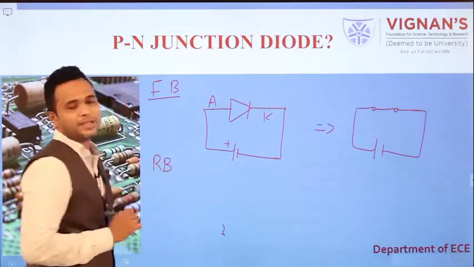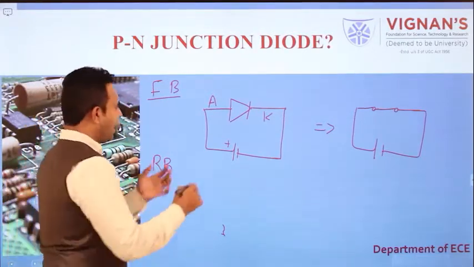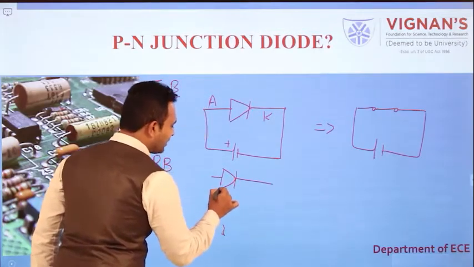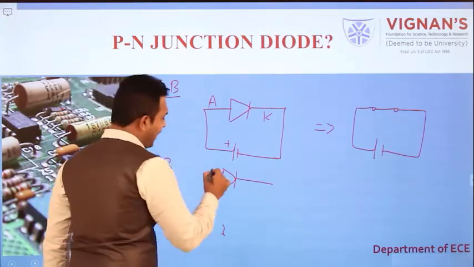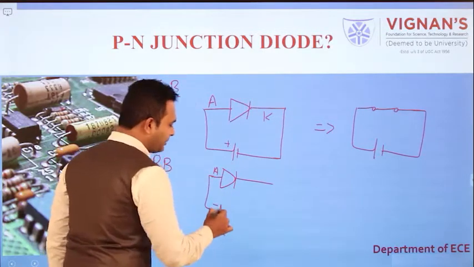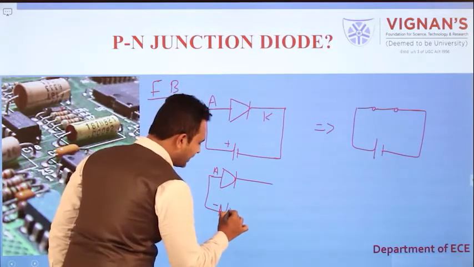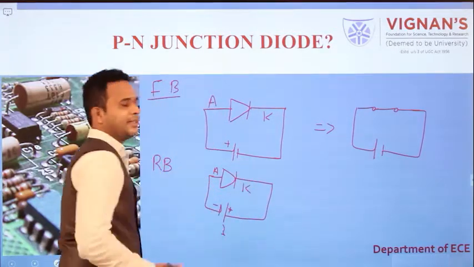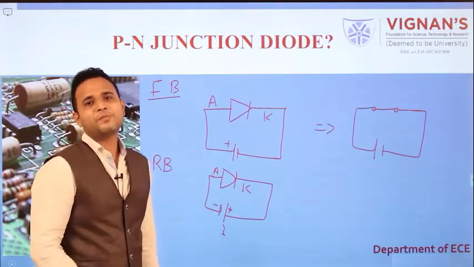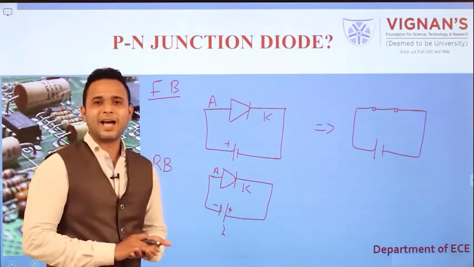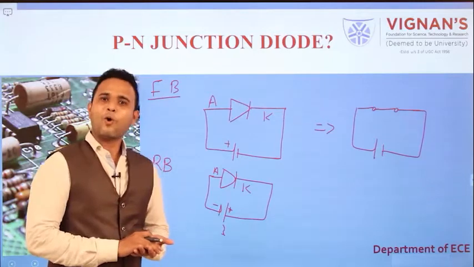Next one is the reverse bias. Then what is meant by reverse bias? Already we know the diode symbol. This is the basic symbol of the diode. When the anode is connected to the negative terminal of the battery and the cathode is connected to the positive terminal of the battery, this bias is named the reverse bias. In reverse bias, the diode acts as an open switch.